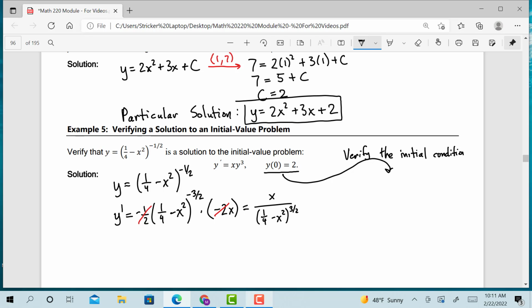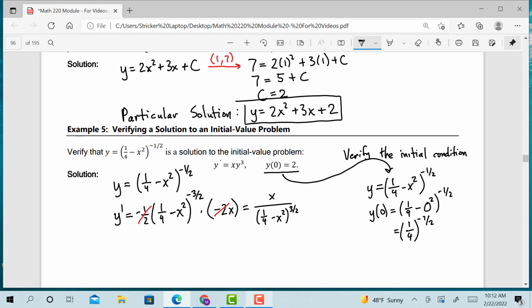The initial condition says that y of 0 is equal to 2, and we know that y is equal to 1/4 minus x squared to the negative 1/2 power. So for y of 0, we're going to plug in 0 for x, so it's going to give us 1/4 minus 0 squared to the negative 1/2, which is 1/4 to the negative 1/2.